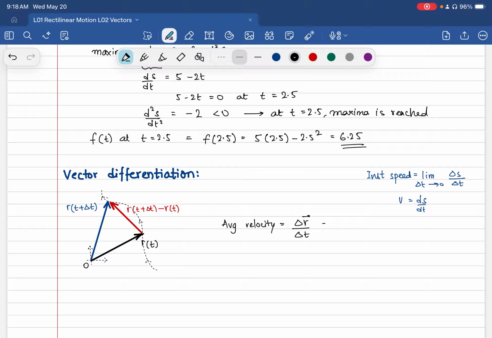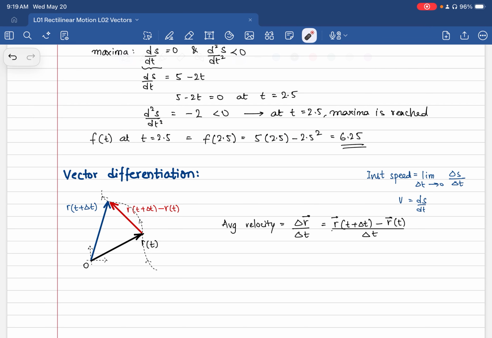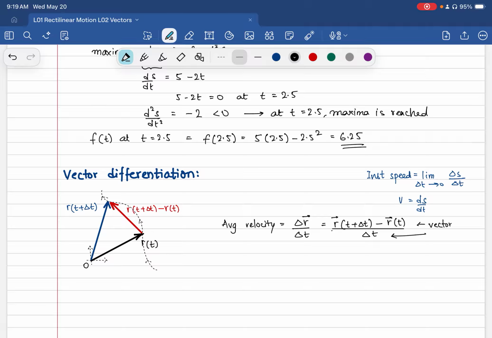Okay, so this is essentially r of t plus delta t minus r of t divided by delta t. So essentially looking at this, that is the average velocity from here to here. So it has a direction and it has a magnitude. Okay. So above is vector, and below this delta t is of course a scalar.